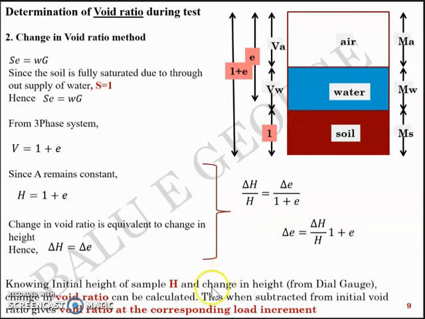So knowing the initial height of the sample H and the change in height from the dial gauge, the change in void ratio delta e can be calculated. This, when subtracted from the initial void ratio, gives the void ratio corresponding to a particular load increment. So the second method that we discuss here is based on the change in void ratio, where you find the change in void ratio from the change in height, and the change in void ratio will give you the void ratio corresponding to a particular load increment.